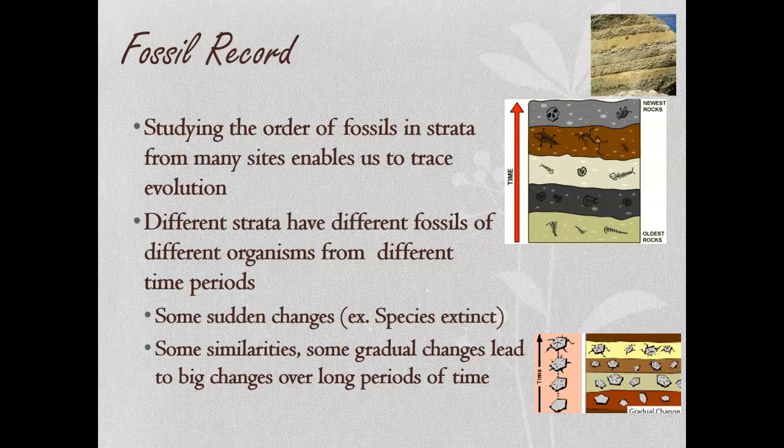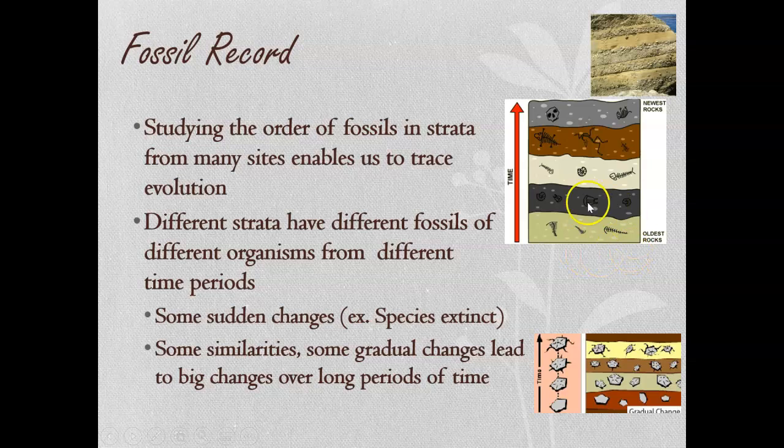So studying those fossils in those layers, or in those strata, over time enables us to trace evolution. I can see changes in species over time by the different types of body plans, different arrangements of bones that I see from one layer to the next. So those different strata have different fossils, all right? And not only are those different fossils in the sense of maybe small, gradual changes over time, something more like what you see down here.